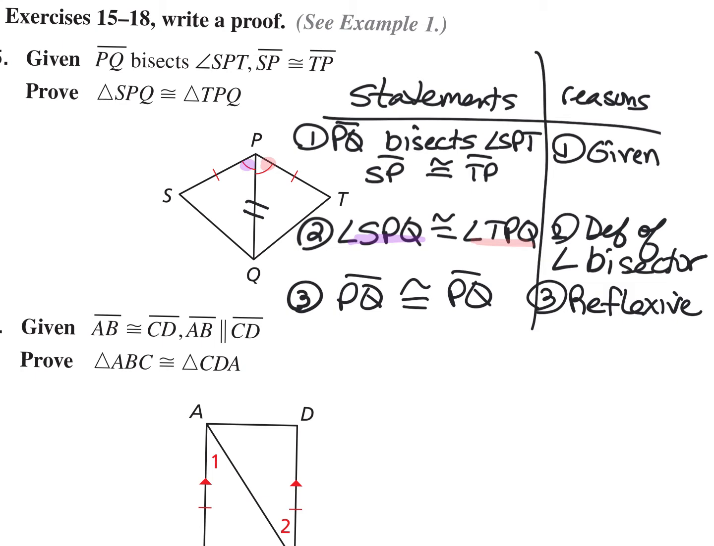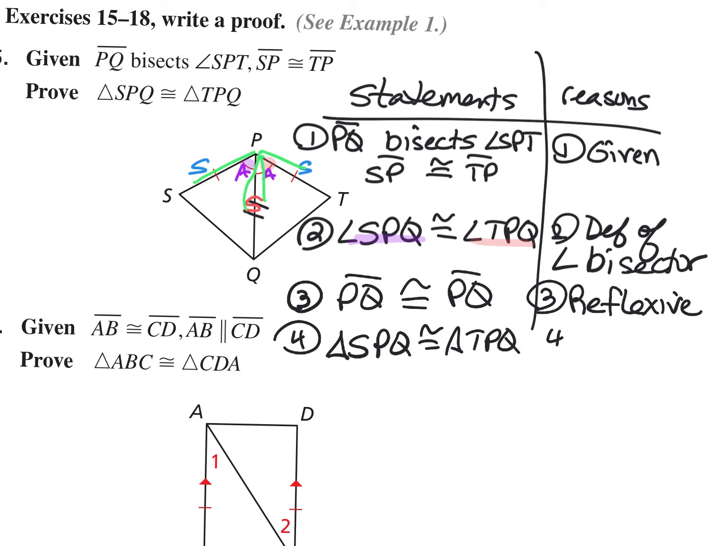And now notice in my picture, I've got a side and a side that match. I've got an angle and an angle that match. And then I've got the reflexive side. So it is the included angle because it is the angle formed by the congruent sides. So now my next statement is going to be what I was asked to prove, that SPQ is congruent to TPQ. And my reason is side angle side.